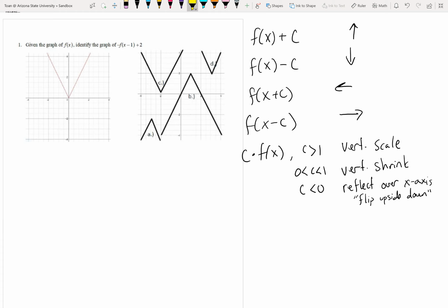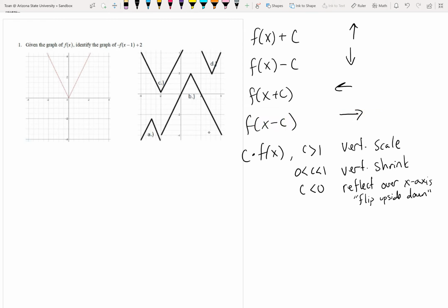What function transformations say is, for any given function, if you add something to the whole function, you'll shift the graph up. If you subtract something from the function, you shift the graph down. However, if you add directly inside to the x, so you're not adding to the whole function, but you're adding straight to the x, you'll actually shift the graph to the left, whereas if you subtract directly from the x, you move the graph to the right.